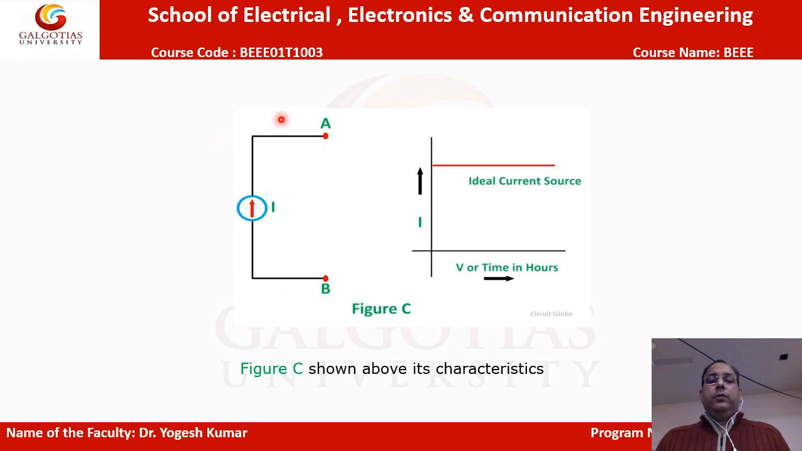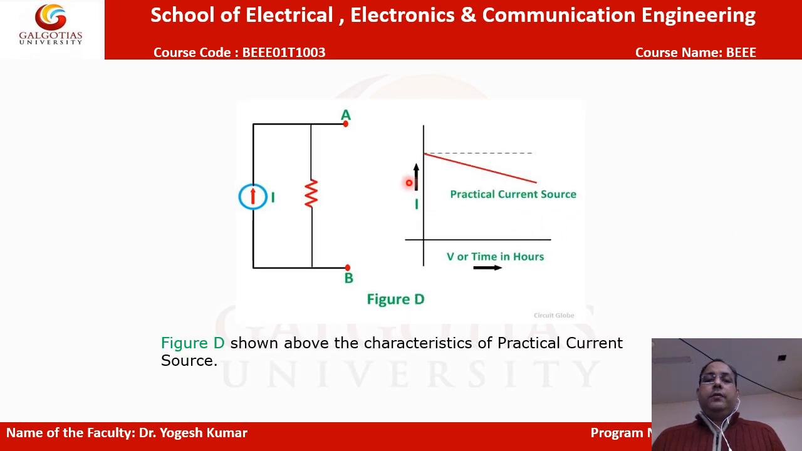And if you want to make a graph, just like the voltage graph, we get the constant value in the ideal current source. If you go for the practical one, as I already told you, we have to put a parallel resistance across this current source. So we get some voltage drop here, and we do not get the same voltage throughout the circuit.